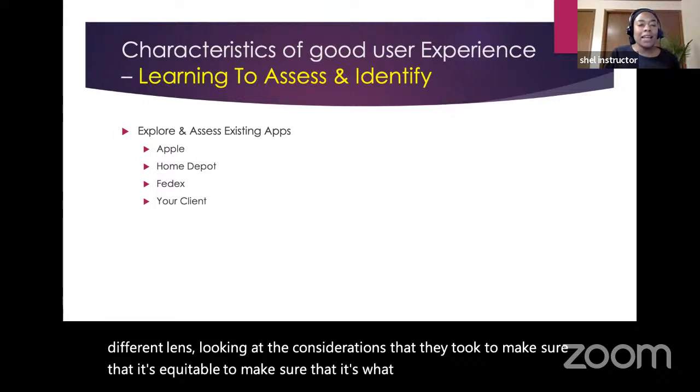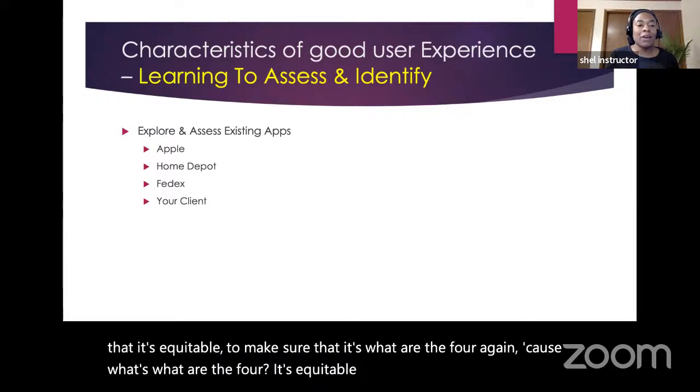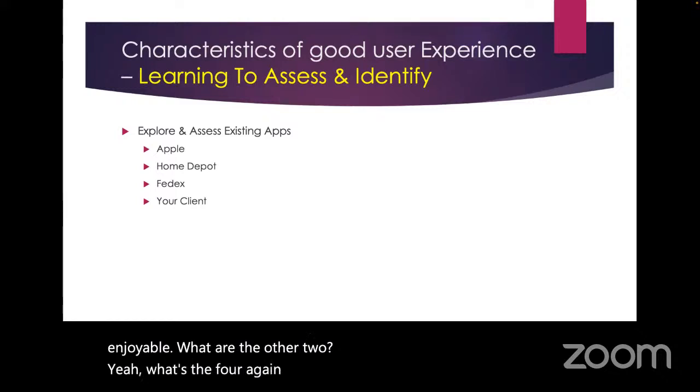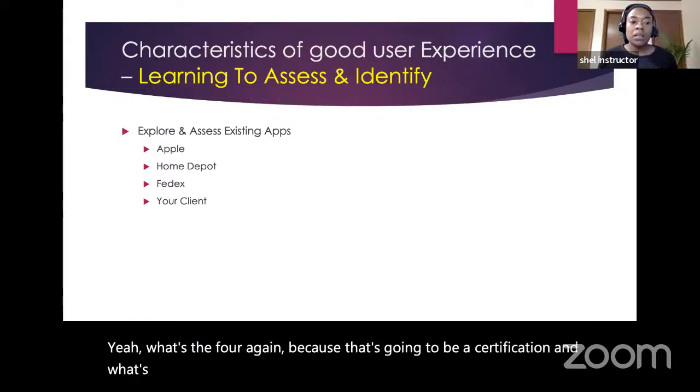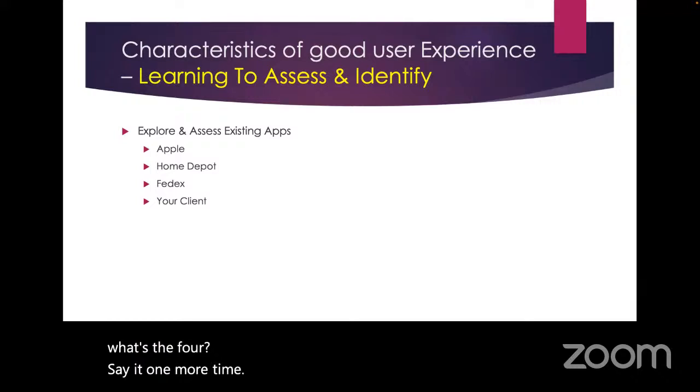What are the four again? Because that's going to be on the certification. It's equitable, enjoyable, useful, and usable. What's the four? Say it one more time. Usable, equitable, enjoyable, and useful.